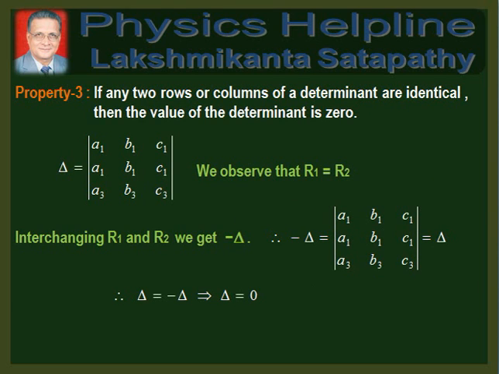The third property states that if any two rows or columns of a determinant are identical, then the value of the determinant is 0. Consider the determinant delta. We observe that the rows R1 and R2 are identical. Now, interchanging R1 and R2, we should obtain minus delta. We observe that delta is equal to minus delta. This implies delta is equal to 0.